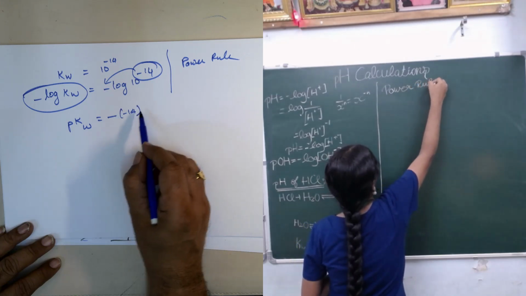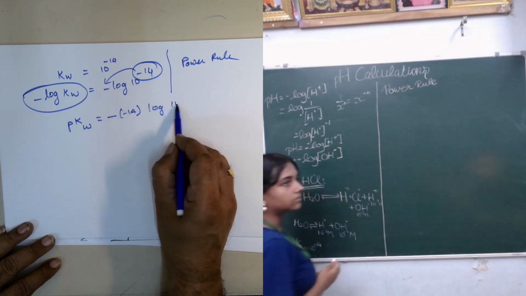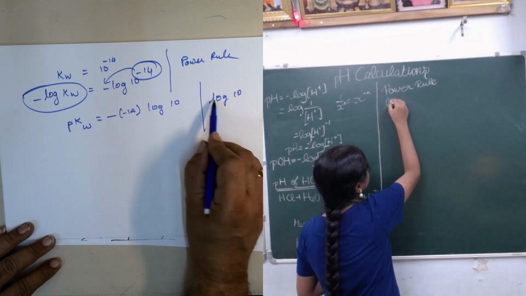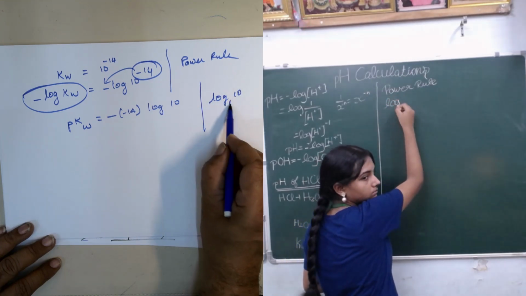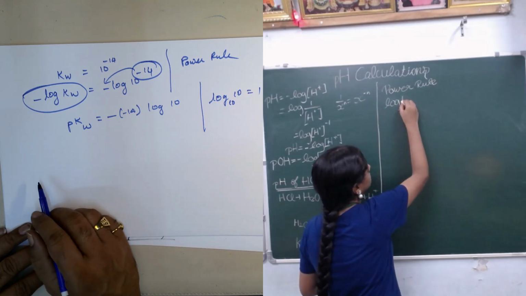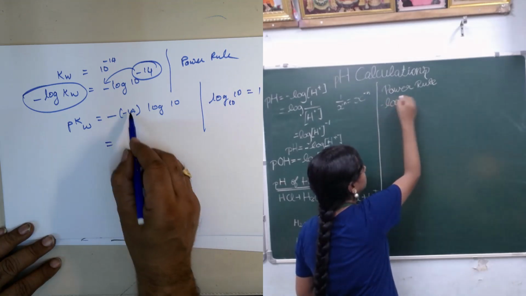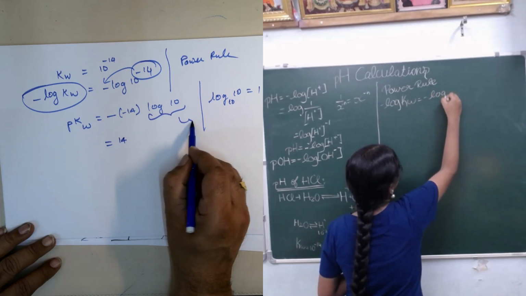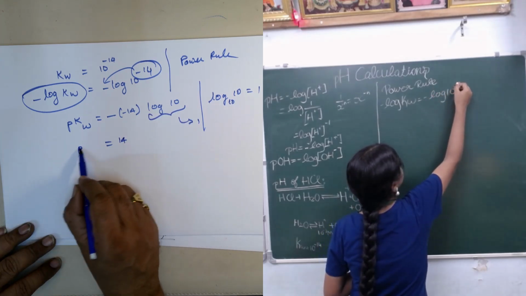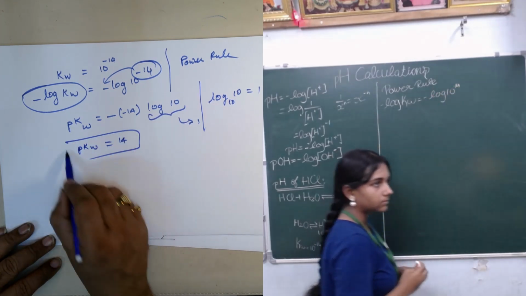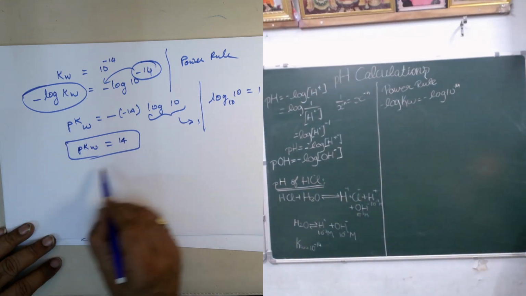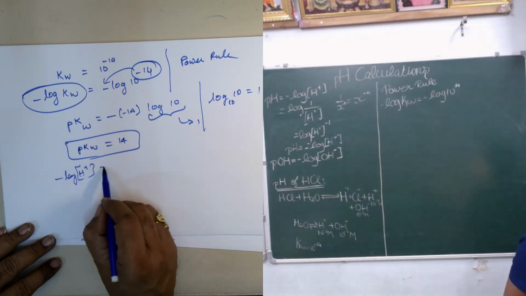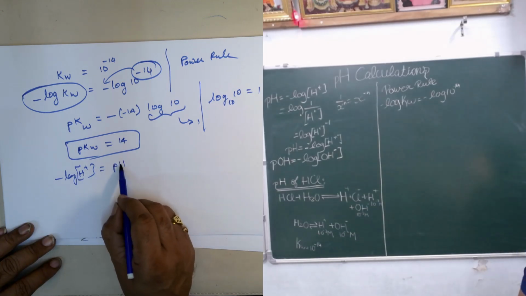So minus 14 of log 10. Log 10 value is what? When I say log 10, it means log 10 to the base 10, that is equal to 1. So 14 into log 10 is equal to 14 into 1, so you can leave it as such. So pKw value is 14. And that is why, you know already, negative logarithm of hydrogen concentration is how much? What is that? pH.